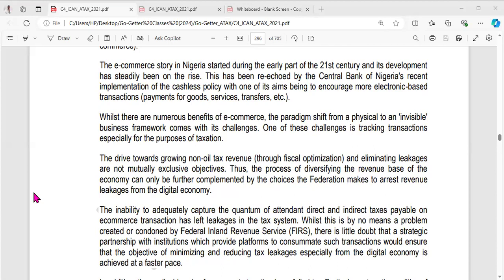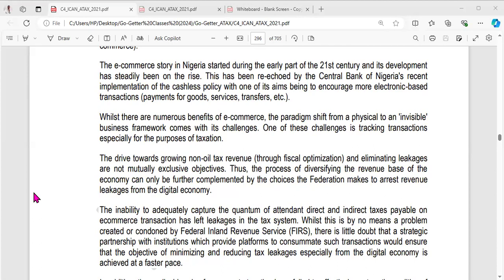So for you to go into non-oil taxation, because the oil revenue can be monitored, but if you are going to non-oil revenue, in order to tax them, you first have to block the revenue leakages. So you need to learn how that digital economy works. How does that business work? How can you block that leakage?